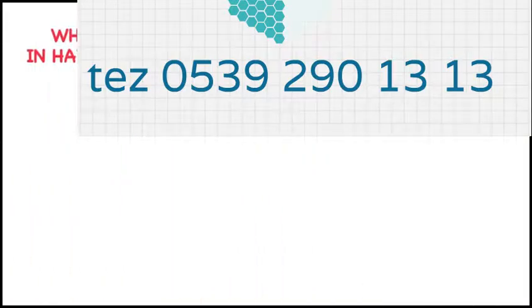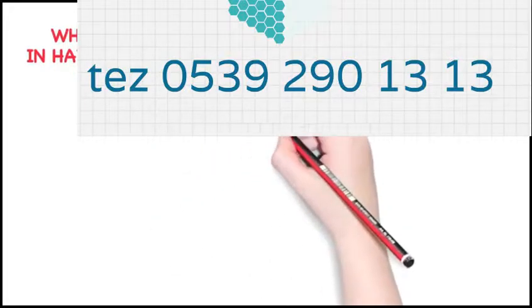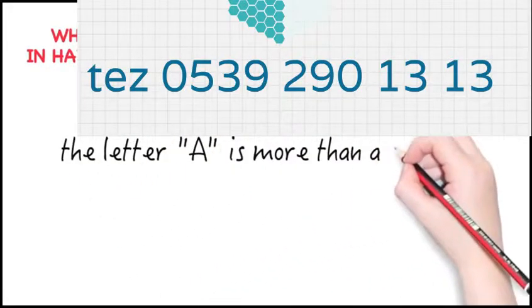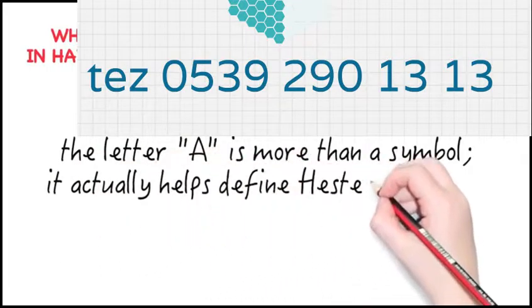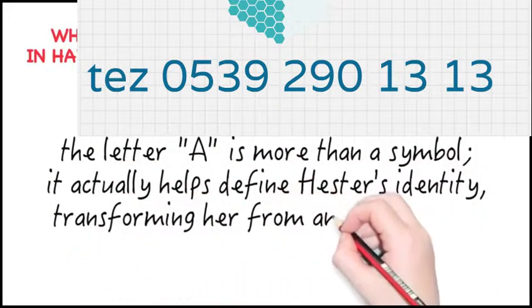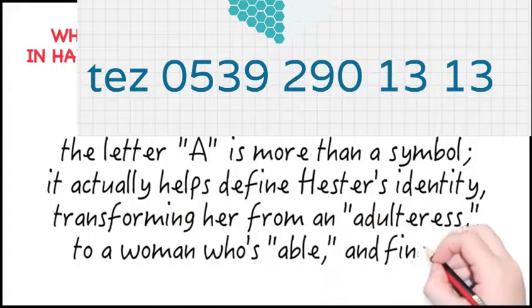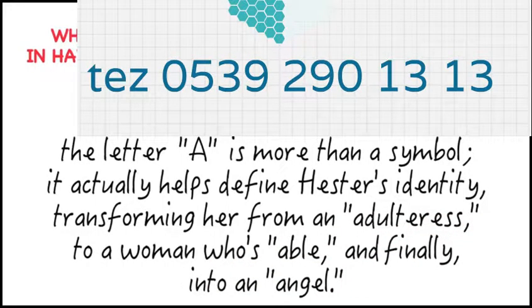Question: What role does the scarlet letter A play in Hawthorne's novel, and why is it important? Finalized thesis, version 1: In The Scarlet Letter, the letter A is more than a symbol. It actually helps define Hester's identity, transforming her from an adulteress to a woman who's able, and finally into an angel. That's a great thesis, if I do say so myself.